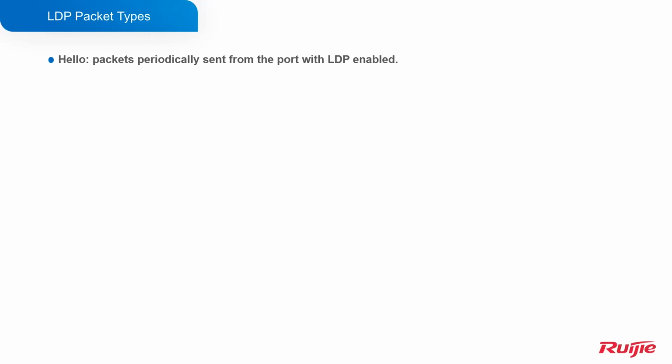And then let's see the LDP packet types, because this also is a dynamic protocol to find the neighbor and exchange the label information. So we also have different packets. The first packet is the hello packet. This is used to find the LDP neighbor, and it will periodically be sent from the port with LDP enabled all the time. And the second type is the initialization and keepalive packets. This is used to set up and maintain the LDP sessions.